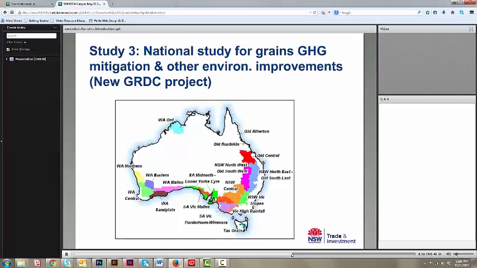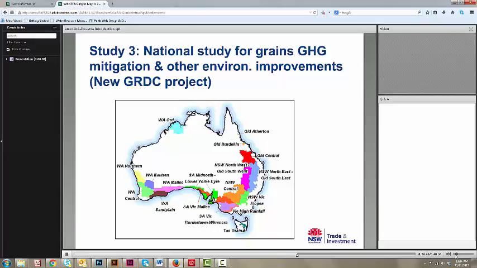Okay, so I'll just briefly talk about the national project that we're doing, and this is the bulk of our LCA work at the moment. So I'm working on this with CSIRO and also a private contractor that's based out of Melbourne. That's the LCA guru. So GRDC have funded us to look at a number of things for each of their AEZ, their agroecological zones.